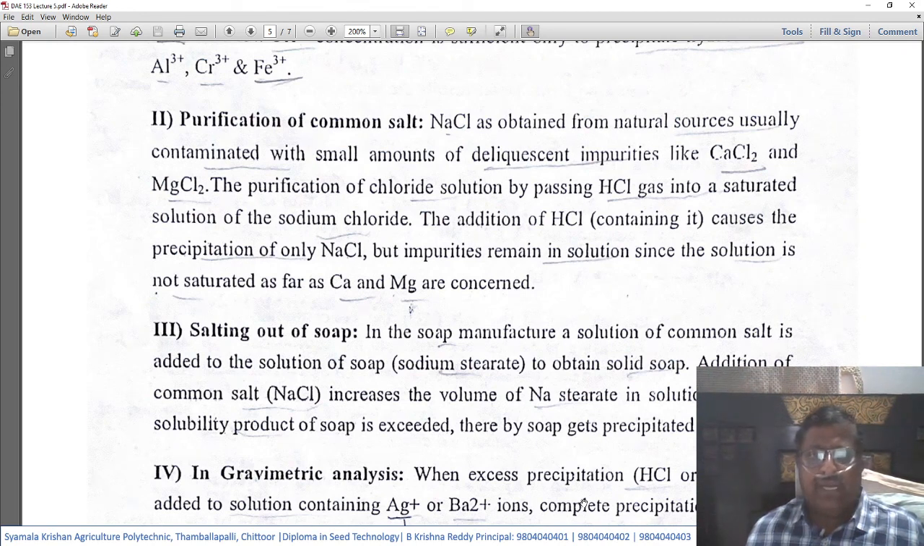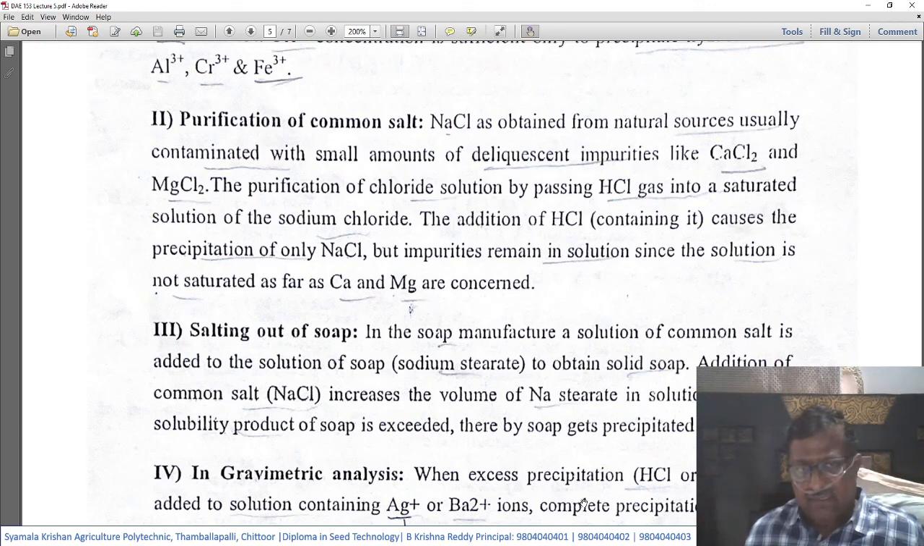The purification is done by passing HCl gas into a saturated solution of sodium chloride. To remove these impurities, the salt is made into a salt solution, and hydrogen chloride gas, HCl gas, is passed through the sodium chloride solution. The addition of HCl causes the precipitation of sodium chloride. It results in the precipitation of sodium chloride, but the impurities remain in the solution, since the solution is not saturated as far as calcium and magnesium are concerned.